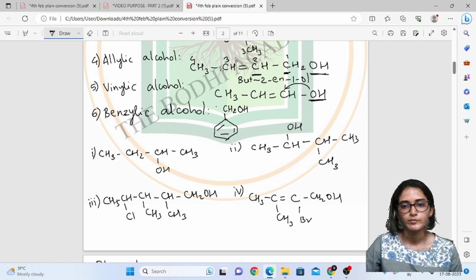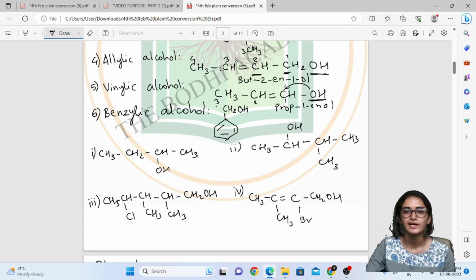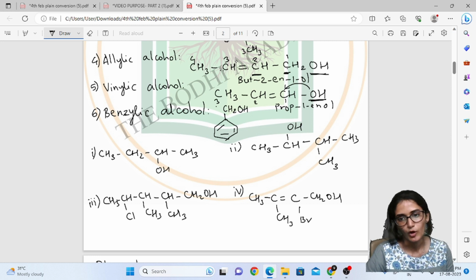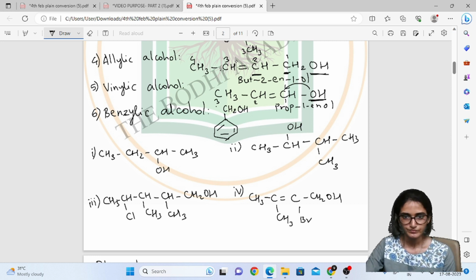Since there are 3 carbons, we will start numbering from here, 1, 2, 3. So the first carbon is itself double bonded, and to the first carbon only the OH is attached. So the name will be prop, 3 carbons, so prop-1-en-1-ol. Now I have not written 1 here; directly you can write propenol. Okay, so this is the name. We have finished with the nomenclature till vinylic alcohol.